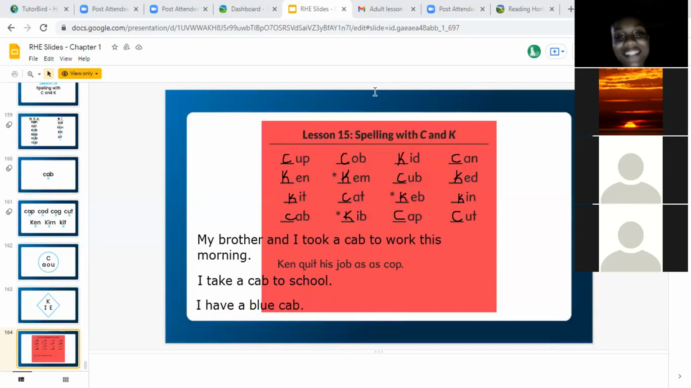All right, so we're gonna read each other's sentences. Marja, read me that one. My brother and I took a cab to work this morning. Right, awesome. Oral, this one is for you. I take a cab to school. And Hannah. I have a blue cab. All right, awesome.